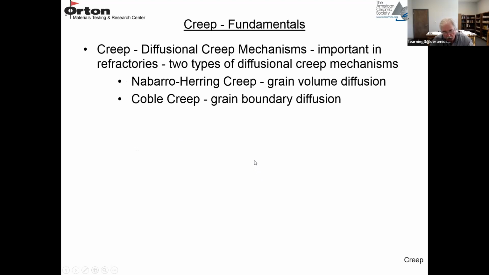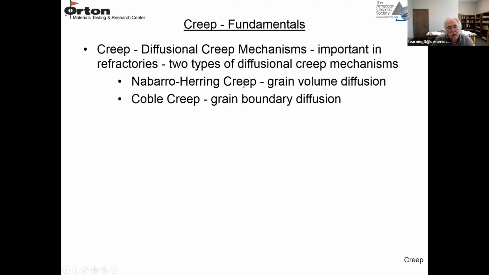So one of the most common ways that creep takes place in a refractory is by a diffusional creep mechanism. Also, the viscous flow mechanism is quite common. So we'll just look at what's going on briefly in a diffusional creep process. It turns out there are two types of creep processes, or two models that have been developed. One is grain volume diffusion, and the other one is grain boundary diffusion.